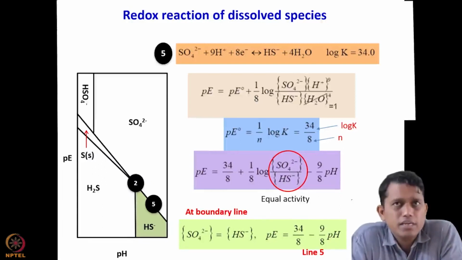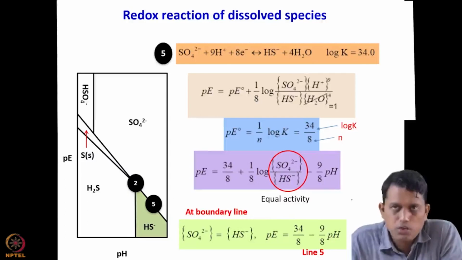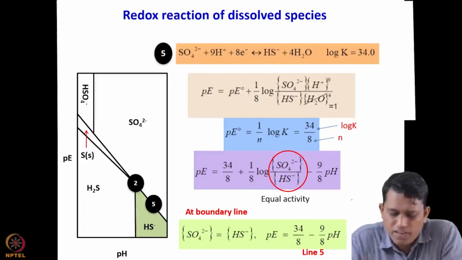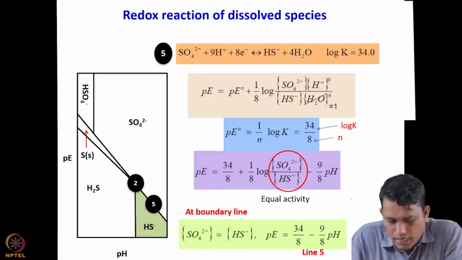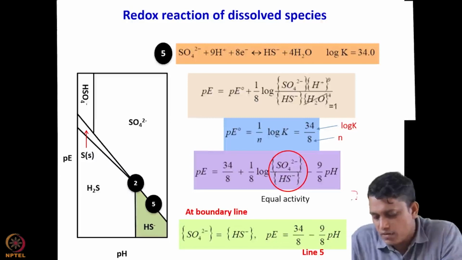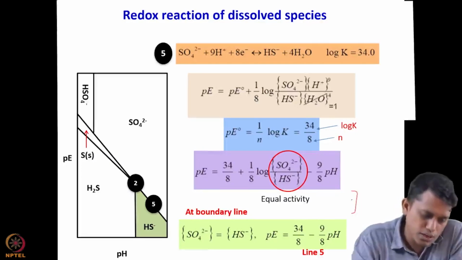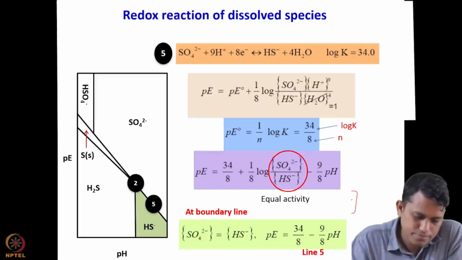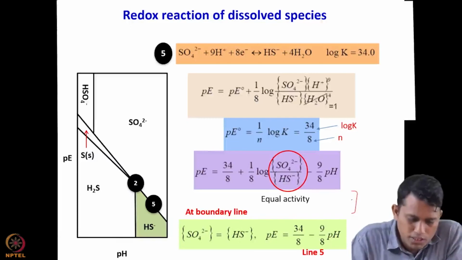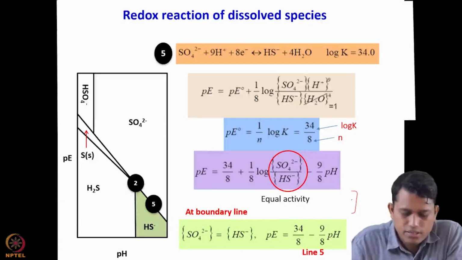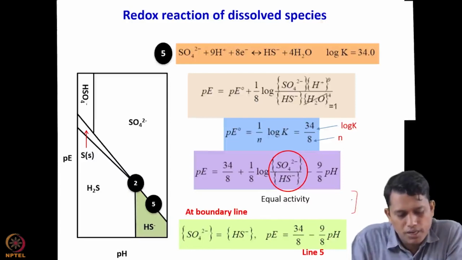What we assume is that at a particular line in the pH-pE diagram, the concentration or the activity of these two ions are equal. So when I assume the concentration or activity of these two species are equal, we get this kind of equation, which can easily be plotted onto the graph. This line is shown here. It means that the activity of HS minus and SO4 2 minus is the same on this line, right? So you can see this is a sloping line.